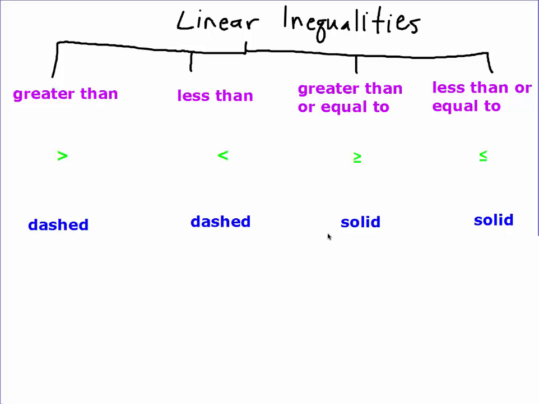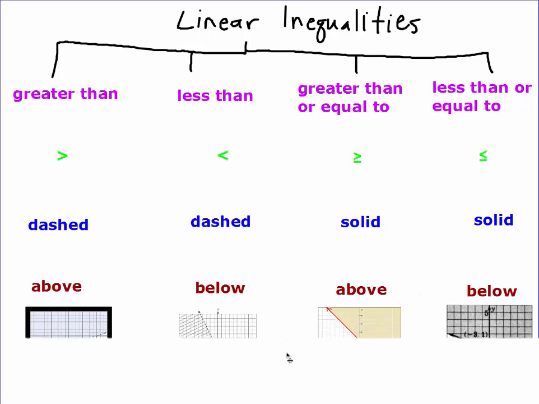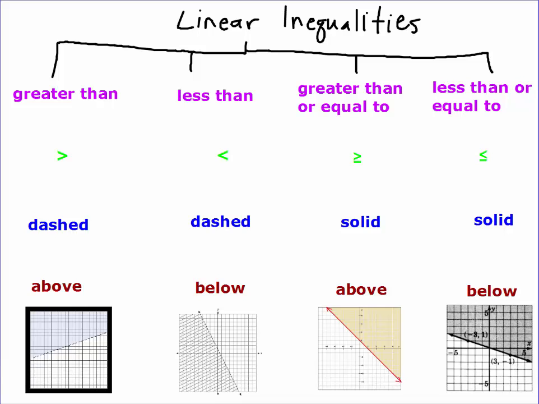We also have to shade based on whether it's greater than or less than. For the ones that are greater than, we're going to be shading above the line. You see that here, and for the greater than or equal to, above. Less thans, conversely, you'll see we shade below for both types. So here's an example of what those graphs look like for each one.